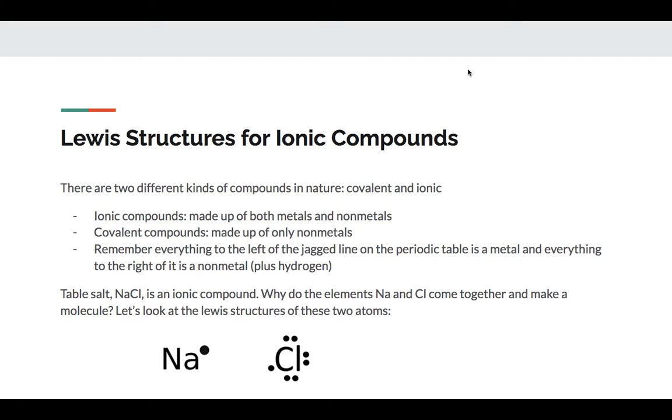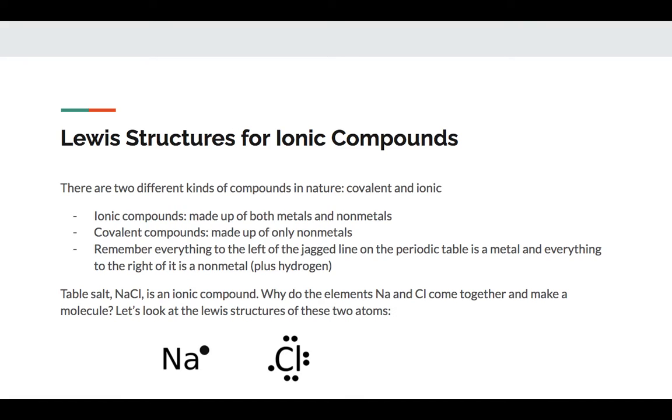Today we're going to be talking about Lewis structures for ionic compounds. So you've learned how to draw a Lewis structure. Now we're going to talk more specifically about how these Lewis structures behave in ionic compounds or ionic bonds. So there's two different kinds of compounds in nature. There's covalent and ionic, and we've talked about these before, but now we're going to get into more detail about them.